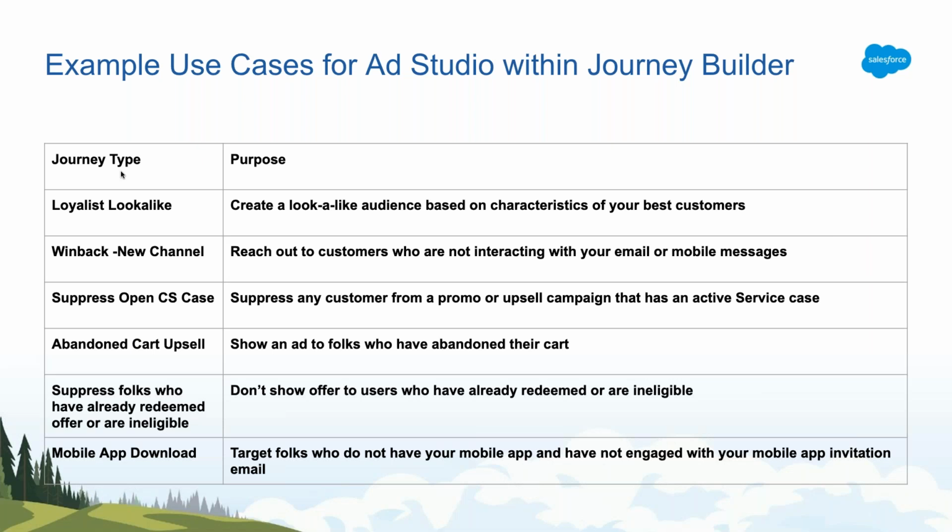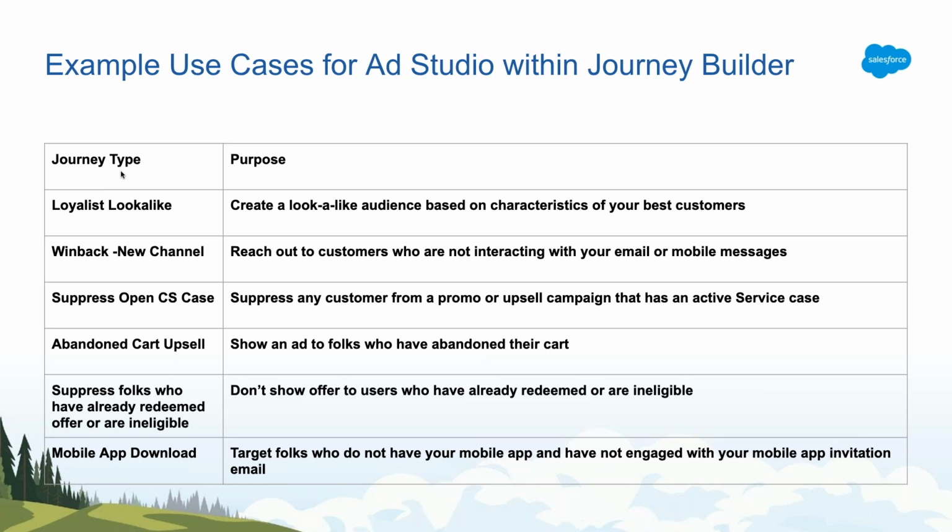So I have given a couple of use cases of where you could use Ad Studio inside of Journey Builder. Things like lookalike audiences are great. Take your top customers and see if you can find a lookalike to bring in more top customers. You can use Ad Studio to create a campaign to exclude people from your ad campaigns. For example, if somebody is angry with the brand and has an open customer service case, maybe you don't want to spend the money to show them an ad on Facebook.